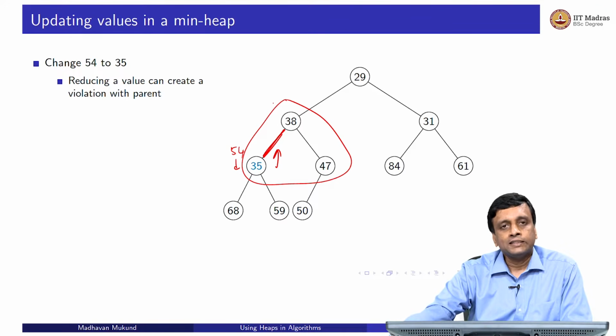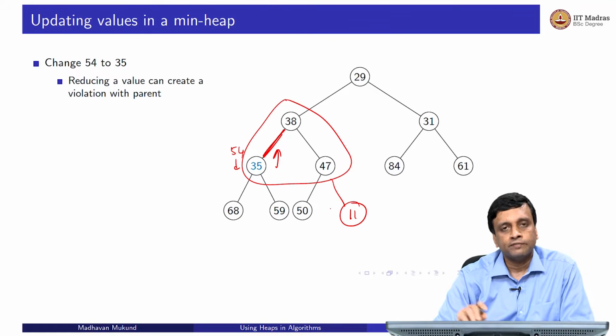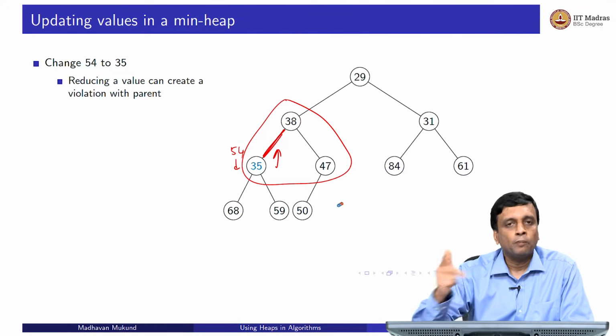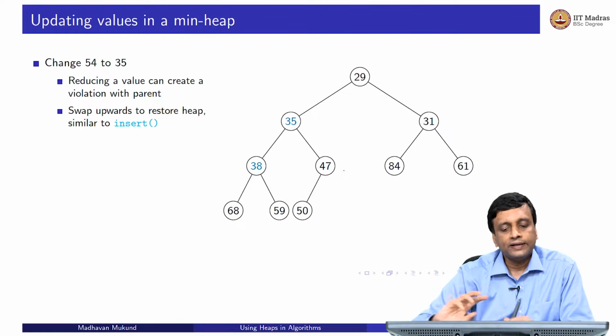So if I have a violation with respect to a parent, this is something that we have seen before. This happens typically when we insert a new node. When we add a new node here, it could very well be something like 11, right? And it might be smaller than 47, and then we have to do some work. And the work that we do is to swap it with its parent. So we can do the same thing here. If we find we reduce a value, we check with its parent, and then we exchange, right?